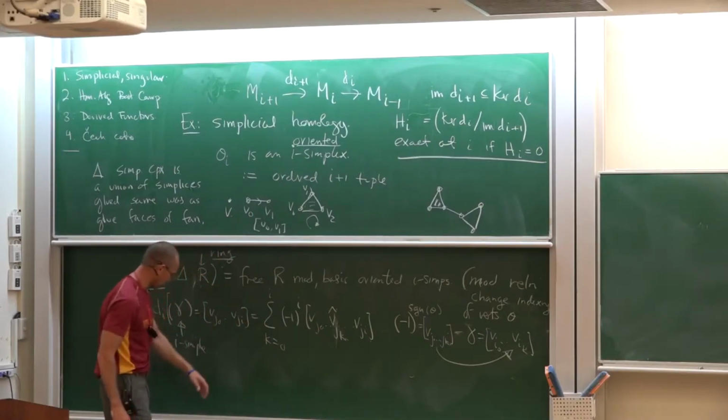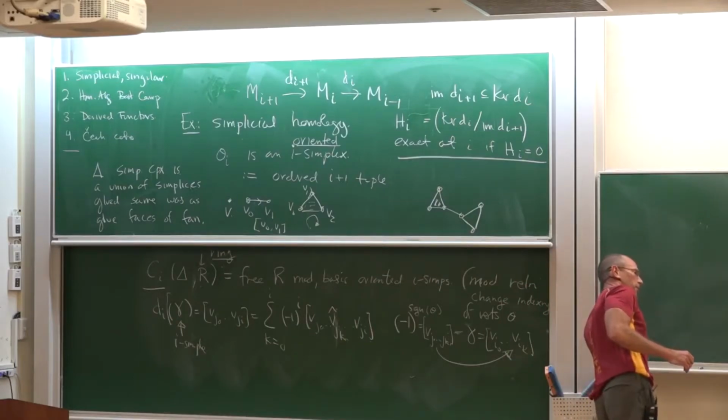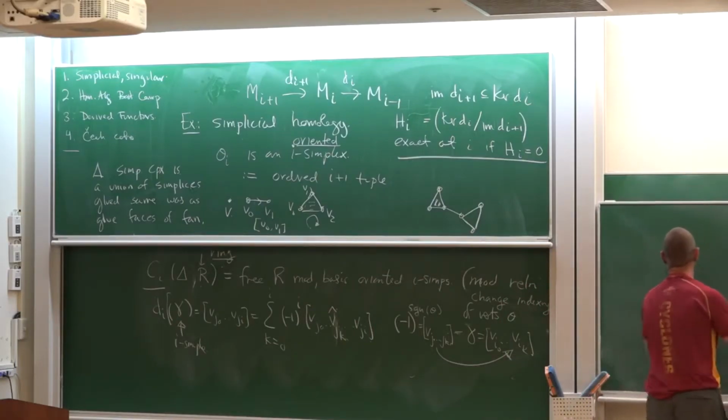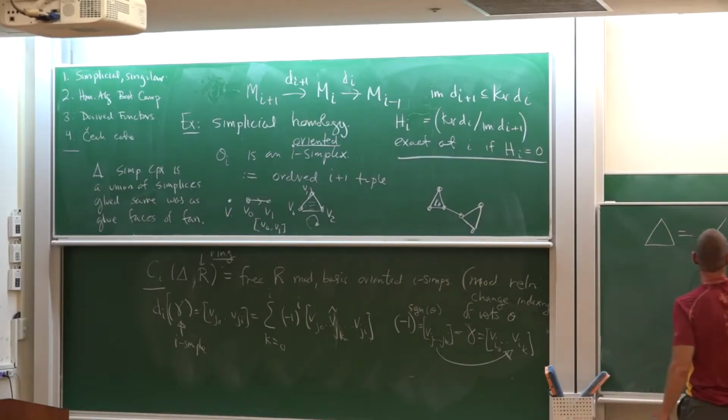So let's see this in action on a simple example. For those of you who've seen simplicial homology, don't worry, I'm going to go through this very fast and we'll get to something interesting. So suppose that our delta is equal to a hollow triangle 1, 2, 3, with this orientation. So my simplicial complex has edges 12, 23, and 31. Those are my edges, and vertices 1, 2, and 3.